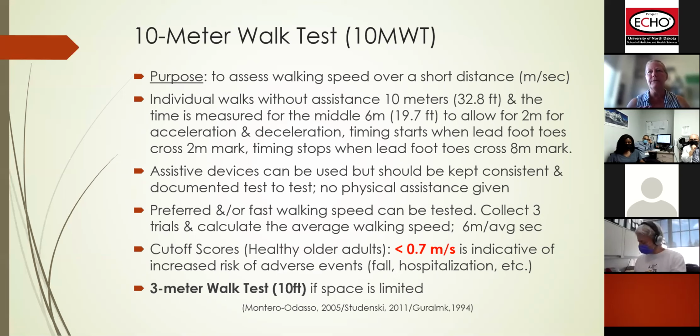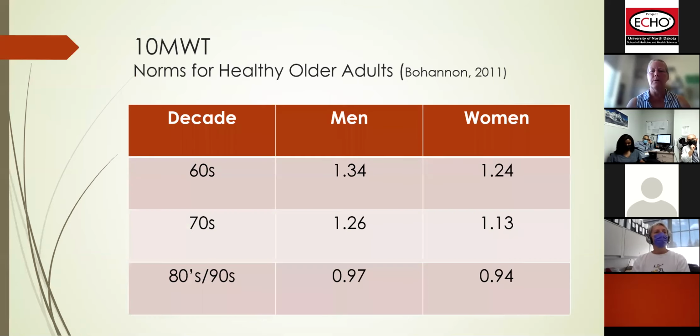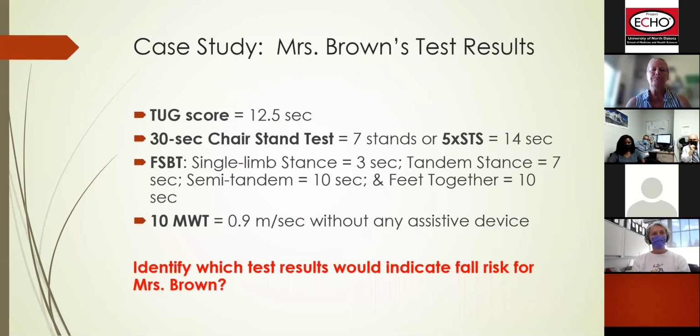If you don't have that 10 meters, there is a 3-meter walk test. It only takes 10 feet if the space is limited. And again, we're seeing gait speed being a measure that more and more people are doing during their wellness visits and with their examinations. So again, we have age norms. Men and women are a little different. Men are taller, so they usually walk at a slightly greater walking speed.